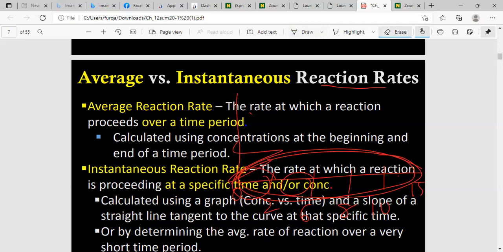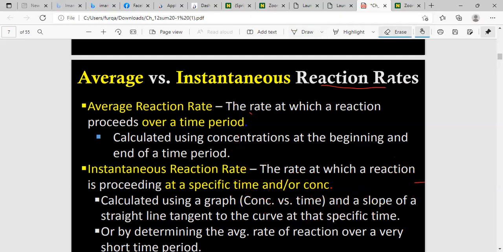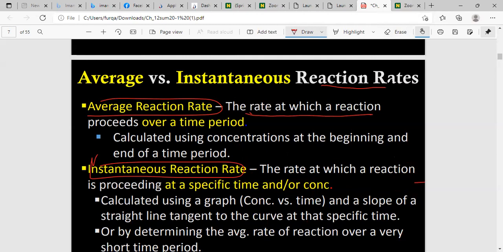If you understand this part, that you can do it all together or just for a part, in the terminology of chemistry, it's average reaction rate versus instantaneous. Average means the rate at which a reaction proceeds over a time period. So you can decide it on your own. Instantaneous is the rate at which a reaction is proceeding at a specific time or concentration. For the average, it's calculated using the concentration at the beginning and end of a time period. That's all it is.